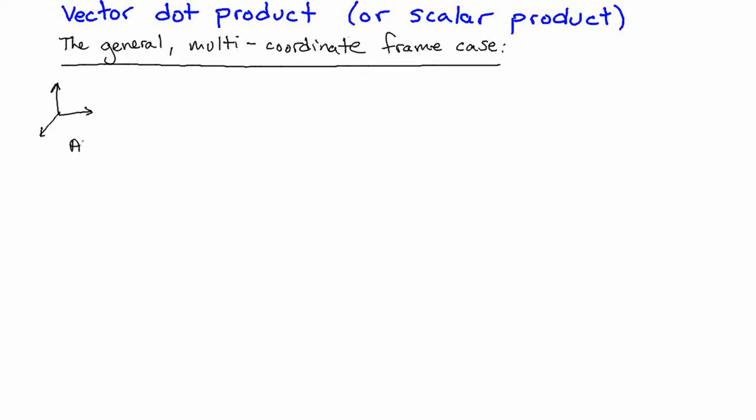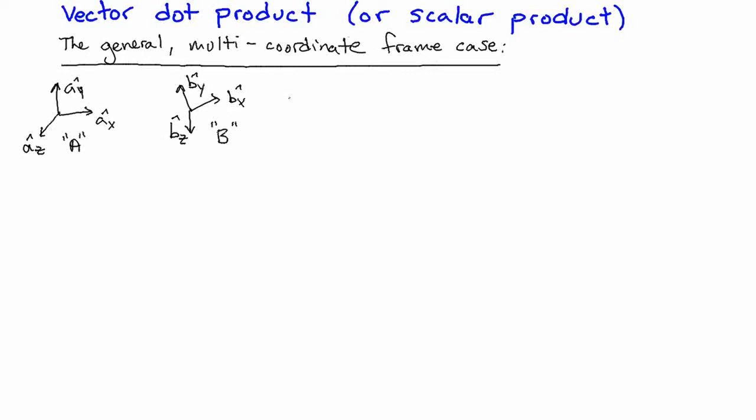We'll have frame A, and we'll label its unit vectors as AX, AY, and AZ. We'll have another frame, which we'll call B, which could be rotated in some arbitrary sense, and we'll label its unit vectors BX, BY, and BZ.